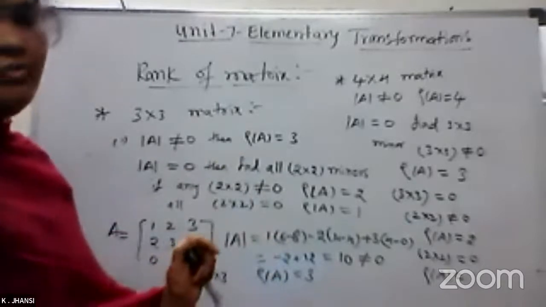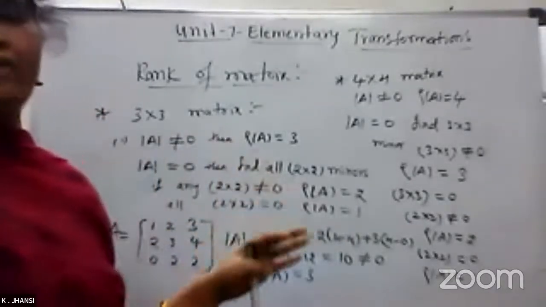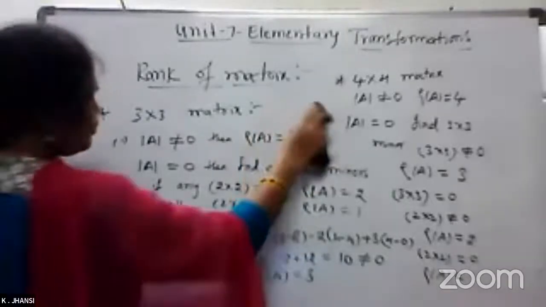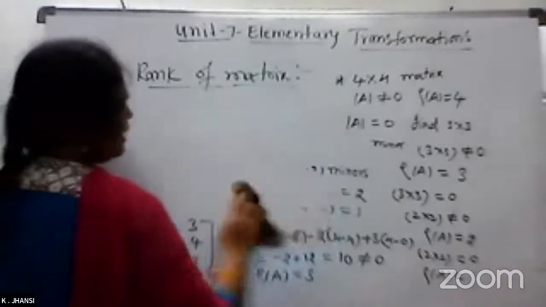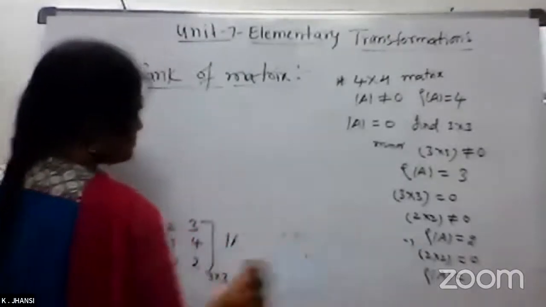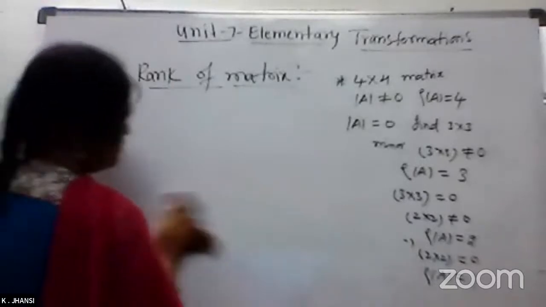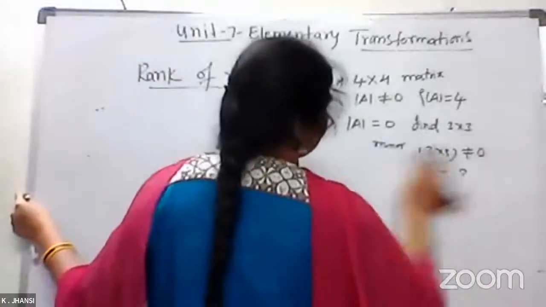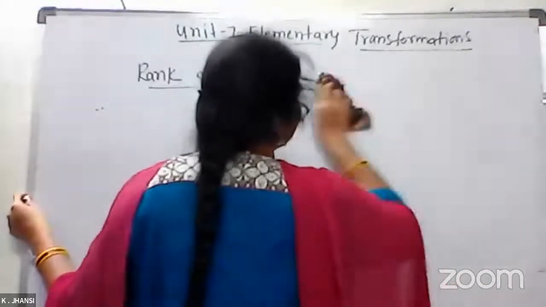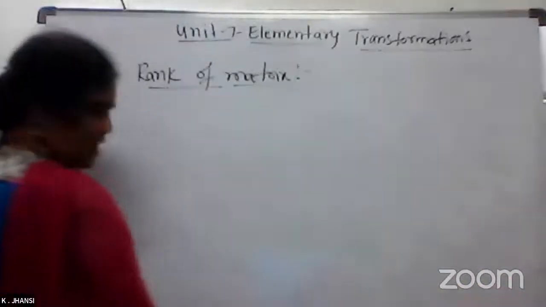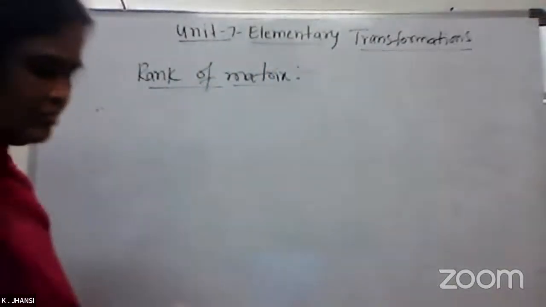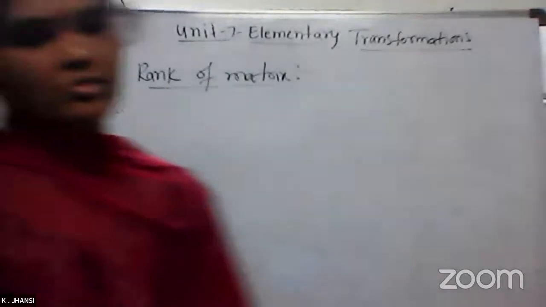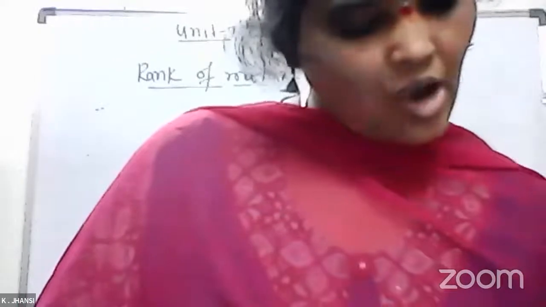So the first problem we will see is finding the rank of the matrix by converting it to echelon form. In the question itself, they may mention to find the rank of the matrix by reducing it into echelon form. We will see one example. In Check Your Progress, on page number 79: find the rank of the following matrices.